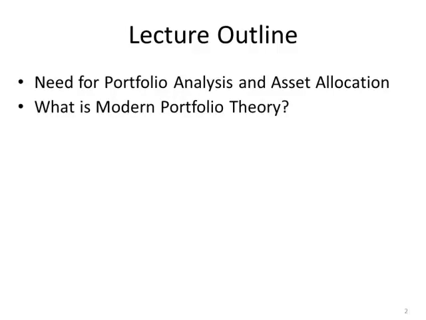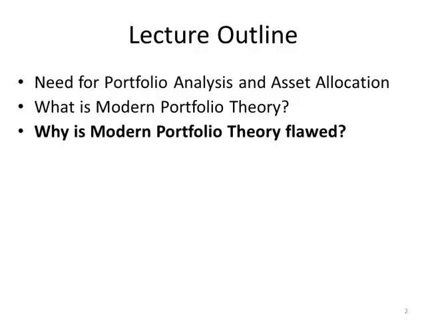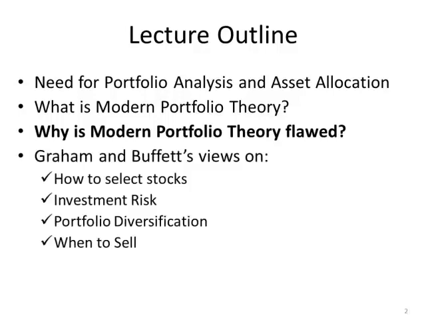We'll start by talking a bit about what modern portfolio theory is. There's a standard theory out there that talks about how to create your portfolio and allocate your assets. And then we'll look at some of the problems with modern portfolio theory, in particular why it's flawed. After that, we'll talk about Graham and Buffett's views on portfolio analysis and asset allocation.